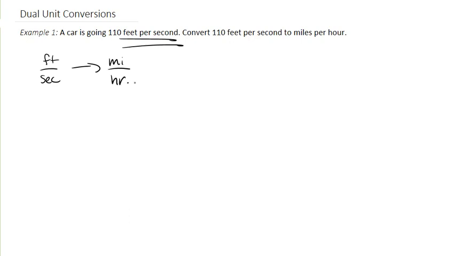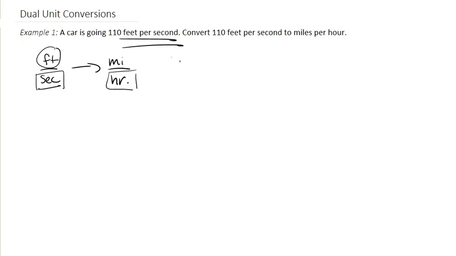So that means we're going to have to do two different kinds of conversions. We're going to have to do feet, which is a measurement of distance, and also time, which is seconds, as we need to get to hours. So let's first look at our distance ones. So we have feet and we have miles.